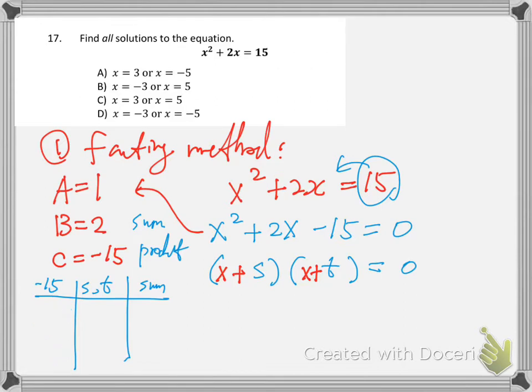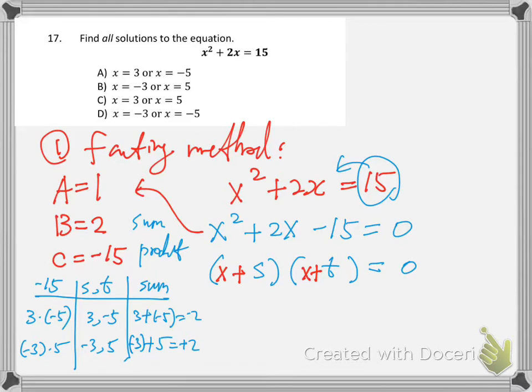So let's go back a little bit. Actually write down the product here, right? 3 times negative 5 is negative 15, or negative 3 times 5. So the pair is 3, negative 5, and negative 3, comma 5. So what's their sum? 3 plus negative 5 is negative 2. Negative 3 plus 5 is positive 2.